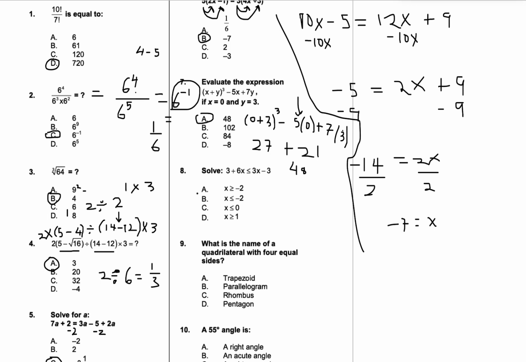And then for number 8, okay, so solve for the expression 3 plus 6x is less than or equal to 3x minus 3. So this one we're also manipulating algebraically. So we want to get maybe the x on one side. So we could start off by just maybe subtracting this 3x from the right side to the left side.